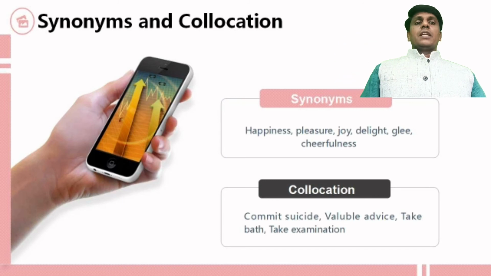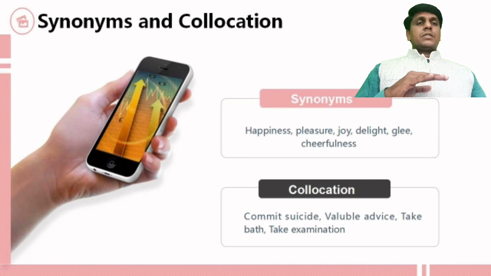Then collocation is the last dimension I will discuss in this video, and the remaining dimensions we will discuss in the next video. What is collocation? If you ask what is this collocation, there is no specific answer, or I can say there is no rule. But it is the combination of words which is followed by convention.